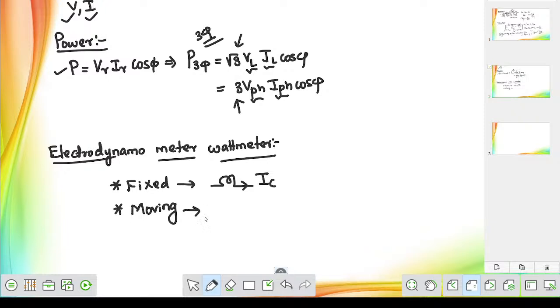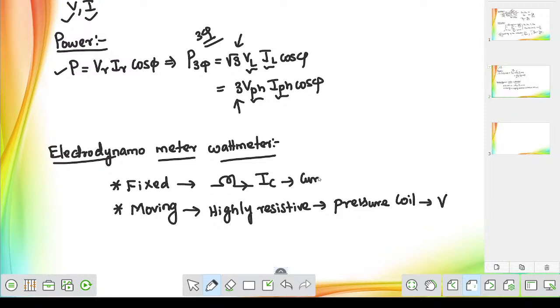The moving coil is generally a highly resistive coil, or we can consider it a non-inductive coil. It means the value of inductance is very small in the moving coil. So the moving coil is also called a pressure coil. This pressure coil deals with the voltage measurement, and the current coil deals with the current measurement.